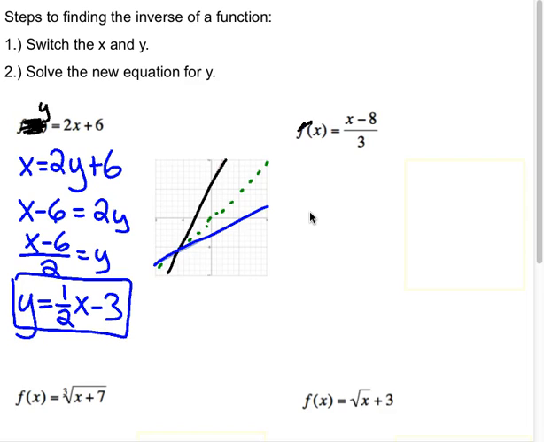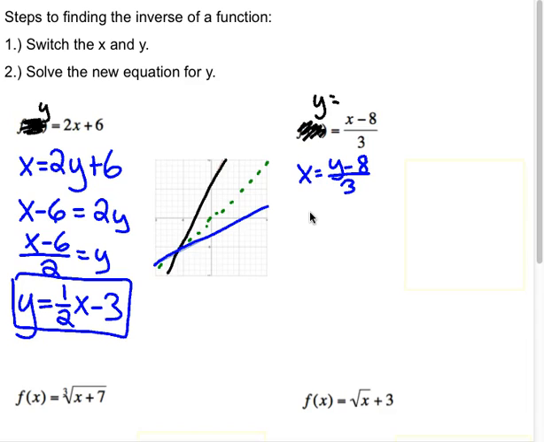All right, what about this next one? So again, I'm going to cross out f of x, and I'm just going to call it y. And now I'm going to rewrite this, switching the x's and the y's. So now I need to solve for y. I need to undo everything that's being done to it.